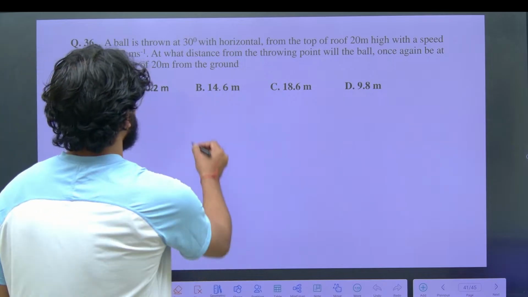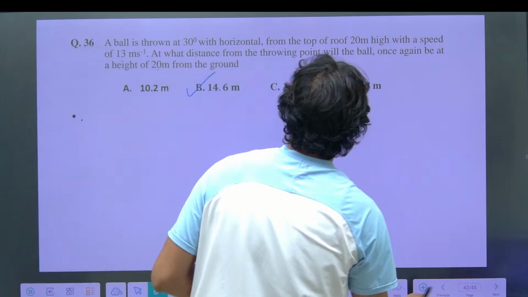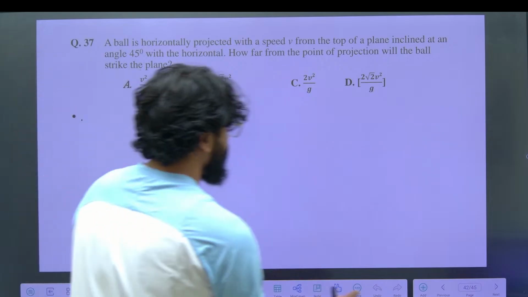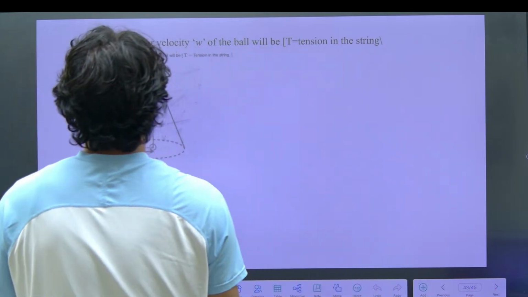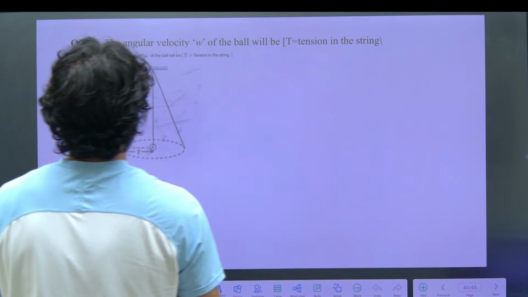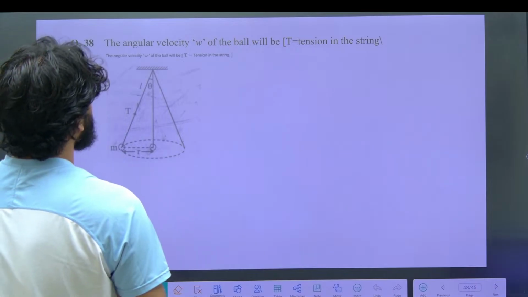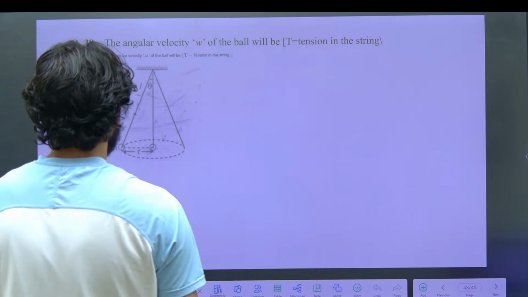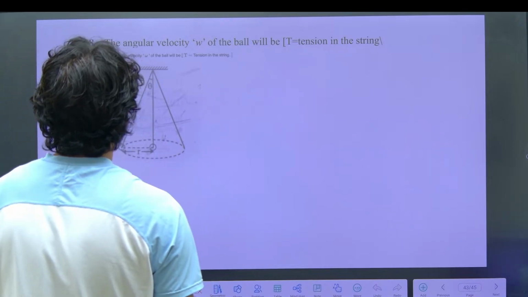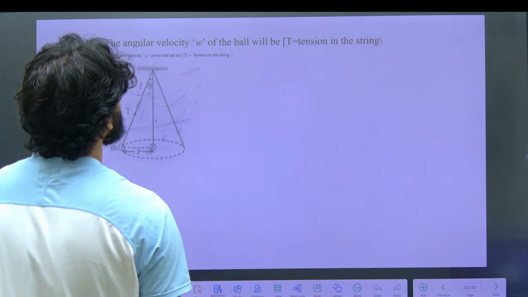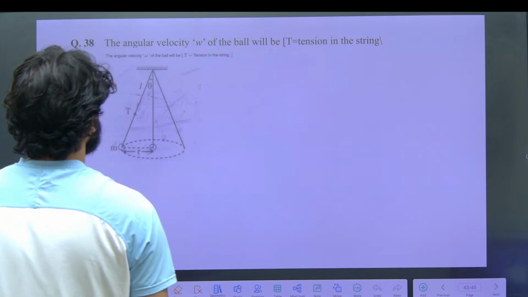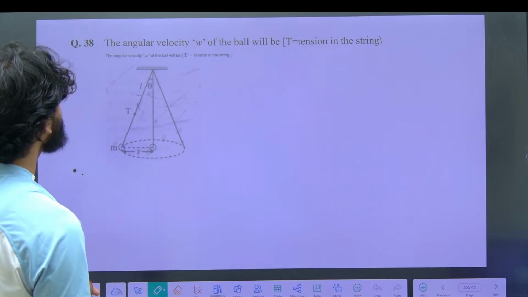That is this. A ball is horizontally inclined. So this is a inclined type of question. We will do it later. Okay. The angular velocity W of the ball will be, if T is the tension.